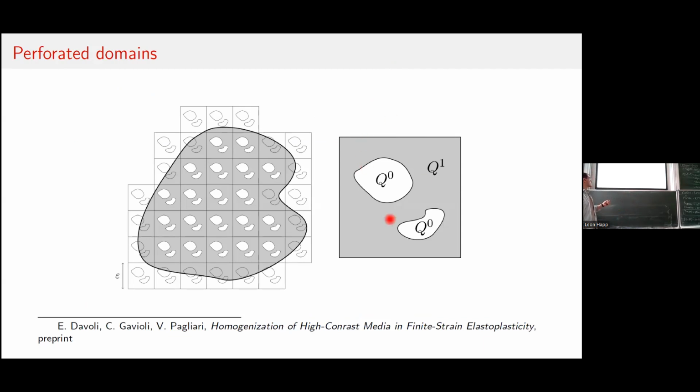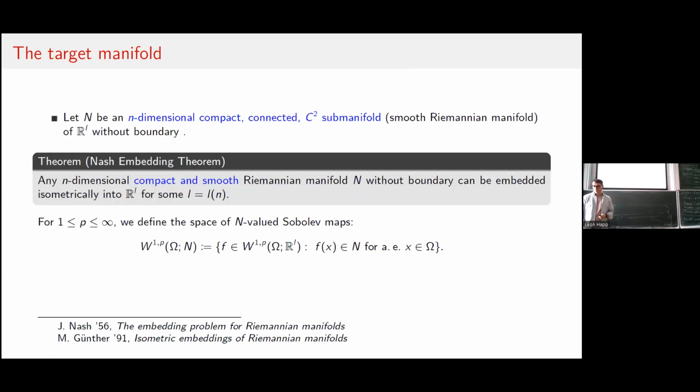Q0 is not connected. I mean, in this case, it's still compactly contained in Q1, but you can think about wilder configurations also, just to give you an idea. And as you see here, we just take those holes which are well separated from the boundary again. Okay, the second ingredient is the target manifold constraint I was talking about.